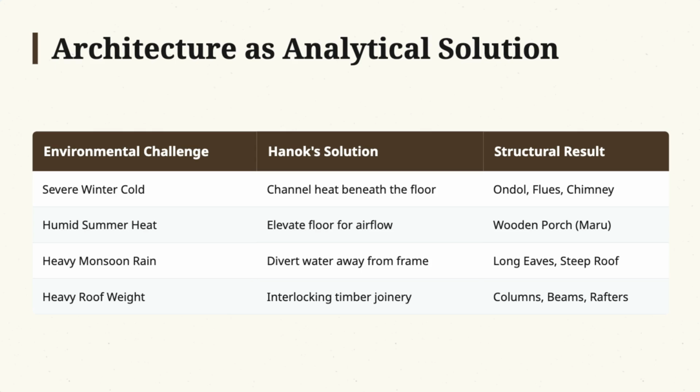For severe cold, people needed ondol, which stored the heat of fire beneath the floor. For heat and humidity, they needed maru, which raised the floor and allowed air to flow through. To protect wood and earth walls from rain and snow, large roofs and long eaves were necessary. To safely support heavy roofs, columns, beams, and purlins were needed. In other words, Hanok was not a house made for decoration. Its structure emerged as people solved the problems of cold, heat, rain, farming, family life, and receiving guests.